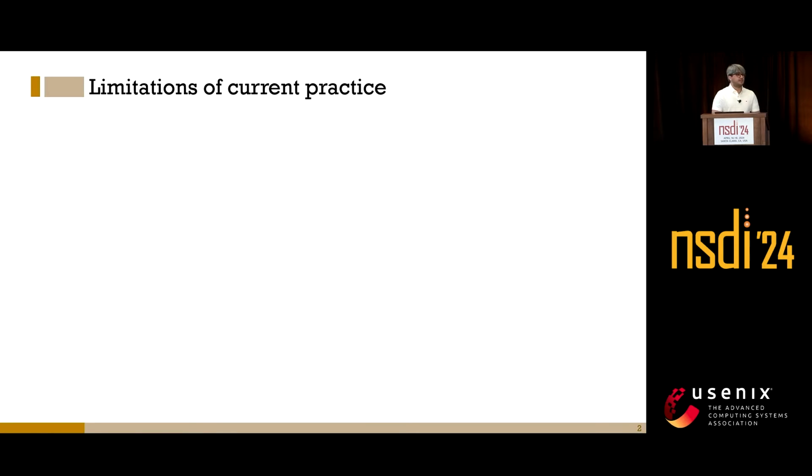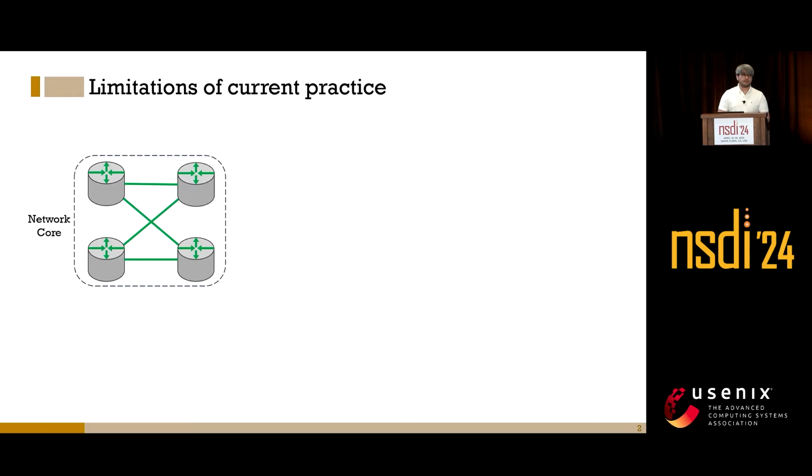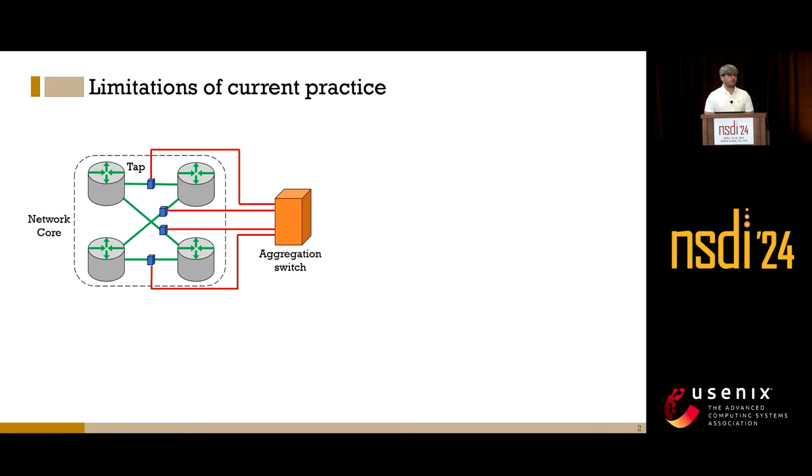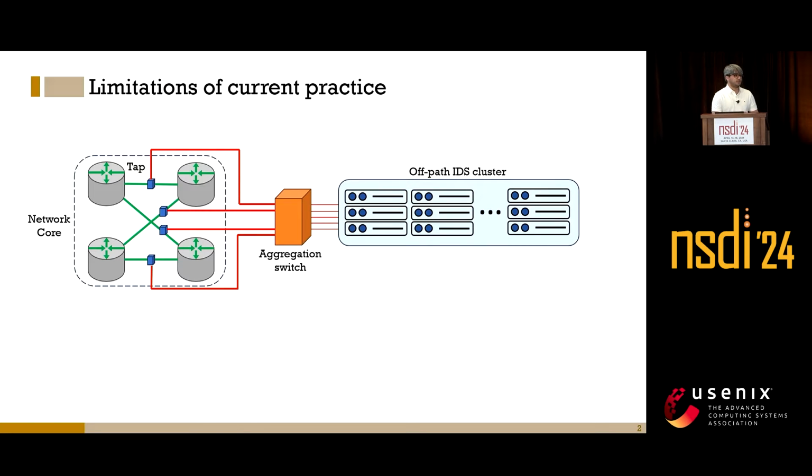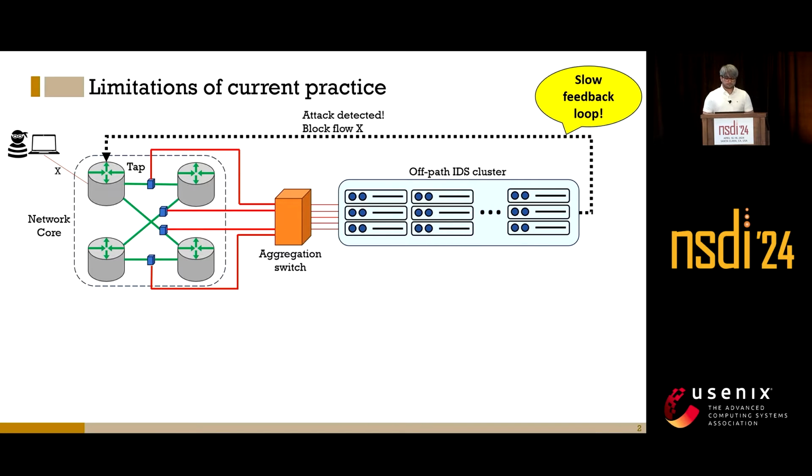So what are the limitations of the state of practice? Let us look at an intrusion detection use case, starting with a network core. To inspect all traffic, we place taps in all of the network links, which then replicate this traffic and forward it to an aggregation switch. This switch then forwards this traffic to an IDS cluster. Now, when an attack happens, it results in a slow asynchronous feedback loop.